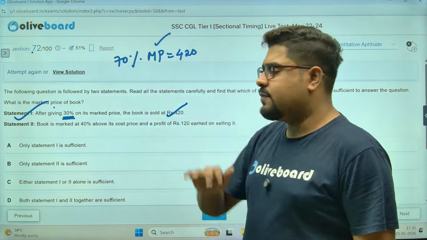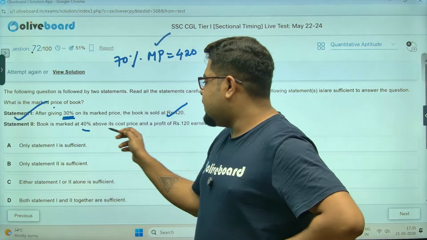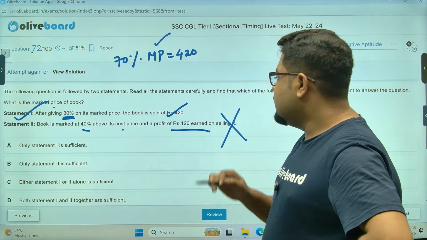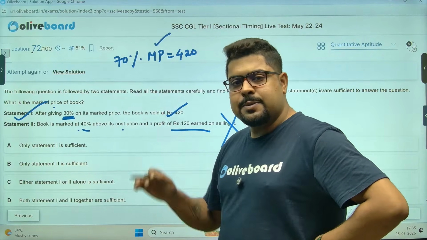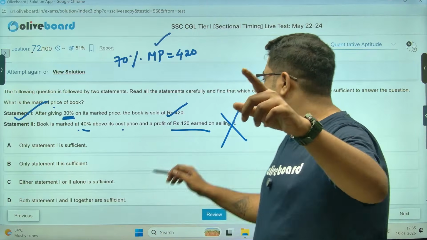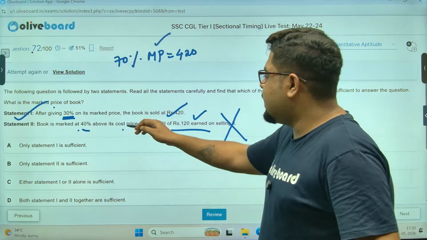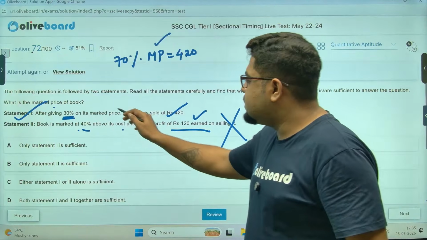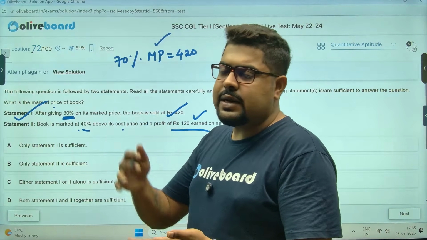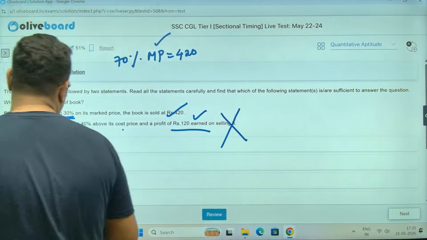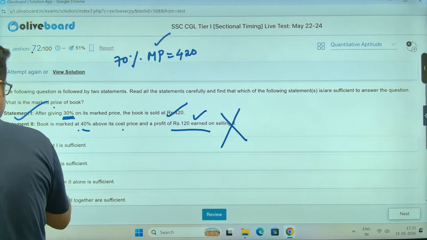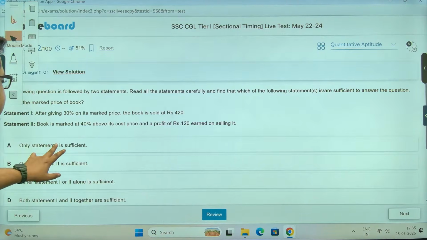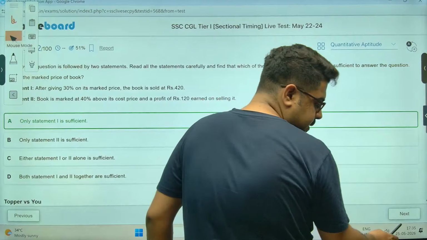So statement 1 is sufficient. Marked at 40% above CP, profit is given. Sir, again, it's not. So 40% above CP will take me to MP. But again, they are giving you profit. Again, that will work on CP. CP plus profit will give me SP. But again, there is no way, neither CP is given nor SP is given. Only the profit. I cannot find anything from here. So only statement 1 is sufficient. That is option A. That has to be your correct answer, sir. Next one, please, sir.